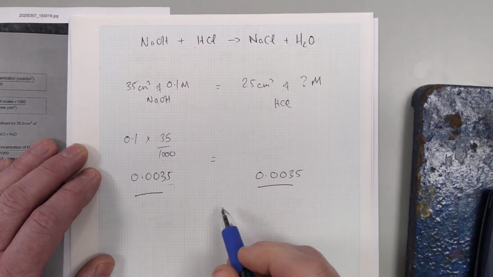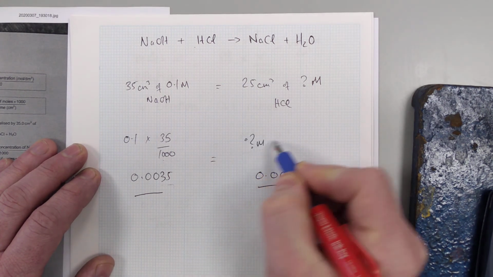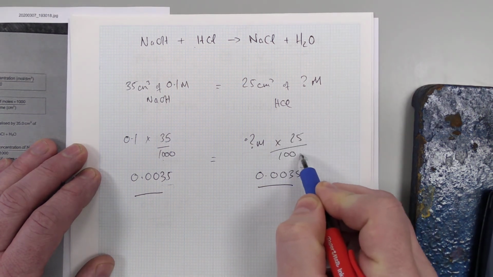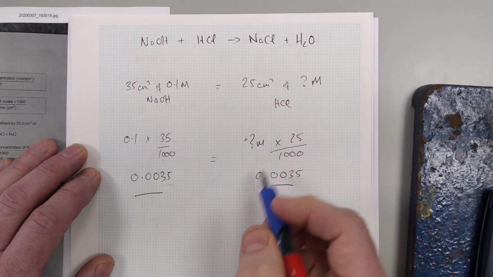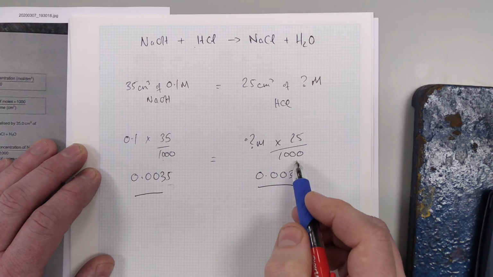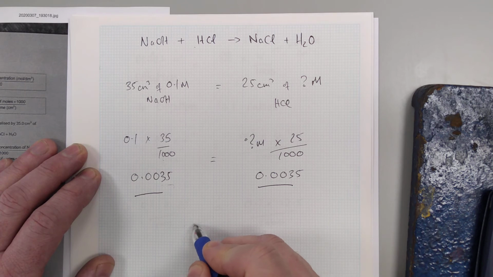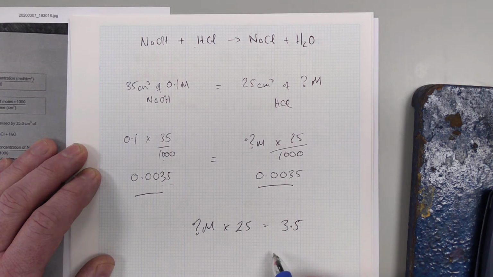And then we just basically rearrange our equation. So we've got our unknown molarity times 25 divided by 1,000 equals 0.0035. We can make that easier for ourselves. We can get rid of the 1,000, so we need to times by 1,000. So we end up with our unknown molarity times 25 equals 3.5.